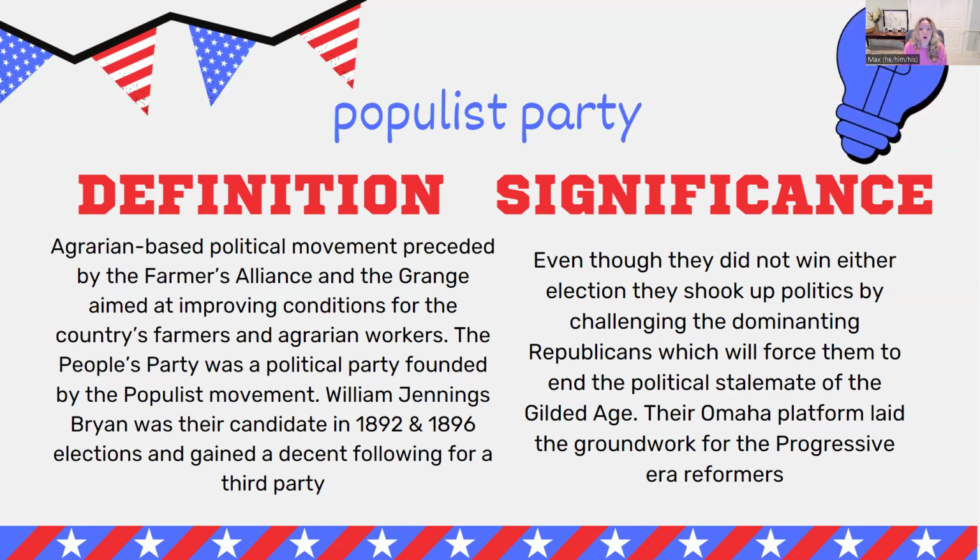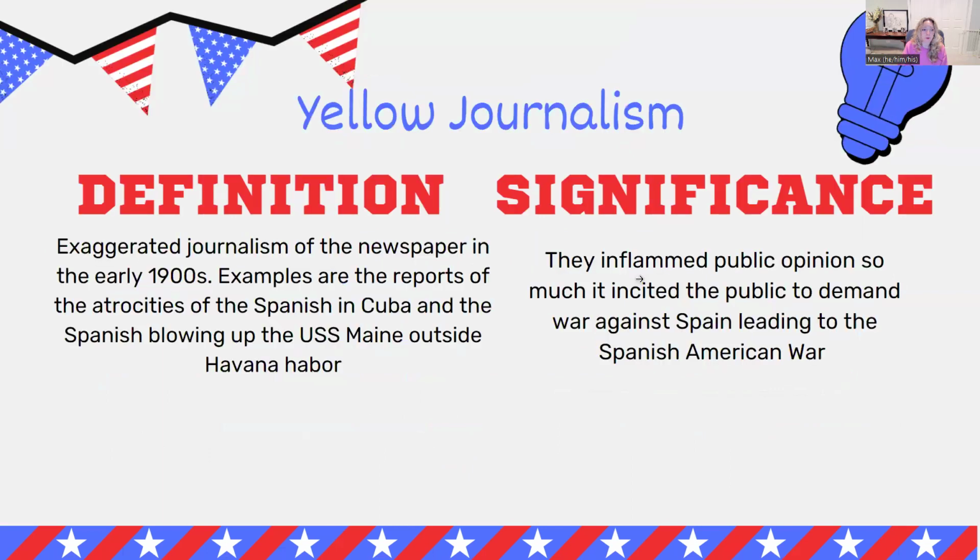So why do we care? Even though they did not win, their election totally shook up politics in the election of 1896. Basically because Republicans realized that the third party actually gained a lot of traction, and even in the last couple of elections, it was going back and forth between Democrat and Republican for like the first time since before the Civil War, and Republicans were like, oh, okay, crap. All right. So in order to gain power, I need to start listening to the people and addressing the problems that we see in society. And so this ended the stalemate that we see of the Gilded Age. It basically ended laissez-faire. And their Omaha platform gives a lot of the foundation that will be the progressive era reformers.